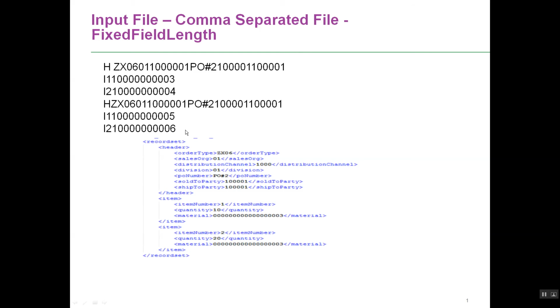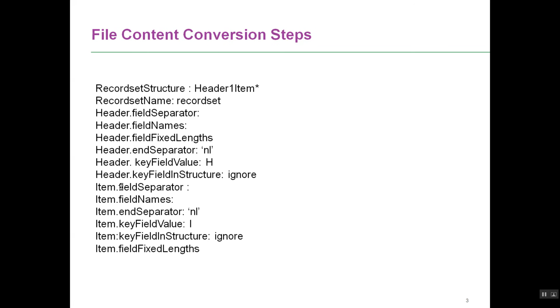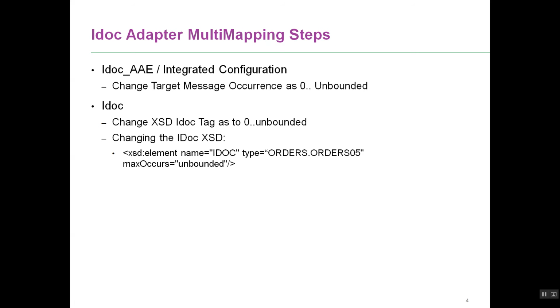We're going to pick up this file and process it in PI, where we're going to convert this file into XML content. Now once PI processes this into XML content, instead of using an integrated configuration, we are going to use a classical configuration. And because we are going to use a classical configuration, we are going to use an IDoc adapter and not an IDoc_AAE adapter. Also, this input file will contain multiple orders. So we will be looking at how to perform multi-mapping using an IDoc adapter.